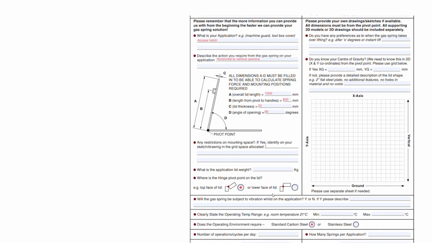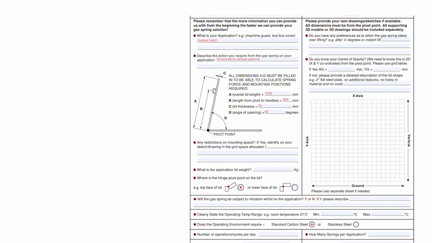The next question we ask is, are there any restrictions on the mounting space? And if yes, can we identify these on the sketch or the drawing? One of the big problems we have is that people won't advise of any sort of mounting restrictions that there may be. We will go and specify where the springs need to be and go back to the customer and say, I'm sorry, you can't mount it there because there is something in the way of it. There's some reinforcement, there's a plate, there's whatever.